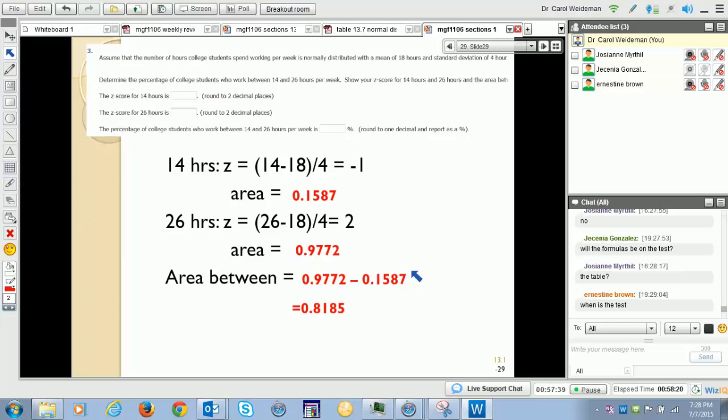When is the test, Ernestine? The test starts on July 17th, 18th, and 19th. I know you take it in the testing center, so you're going to need to make an appointment. I'll email you separately about that. But the proctored tests are given on July 17th, 18th, and 19th. And this is the last set of material that's on the final.